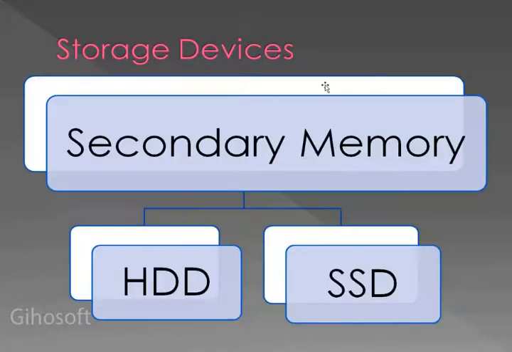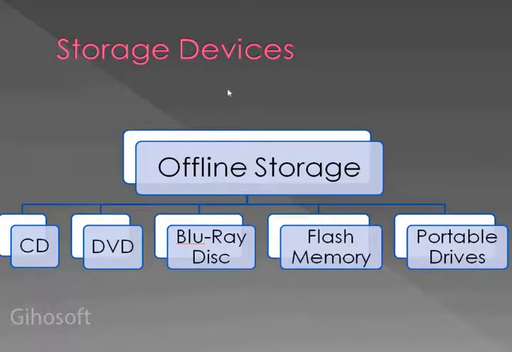When we talk about secondary memory, we only have 2 options: HDD, hard disk drive, and SSD, solid state drive. Offline storage then has further 5 types: CD, DVD, Blu-ray disc, flash memory, and portable devices or portable drives such as your portable hard drive. Knowing this hierarchy first is important so that we can go ahead and discuss each type clearly.